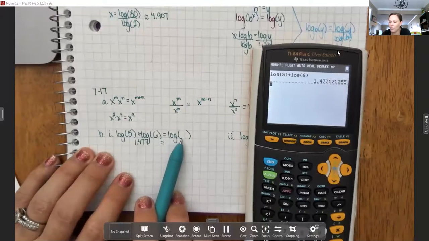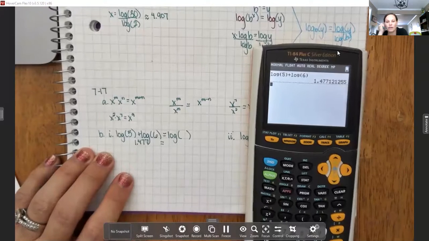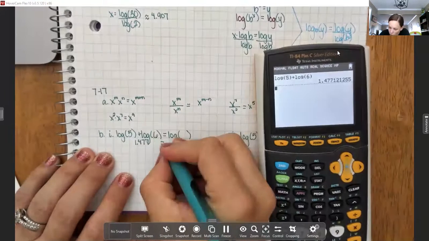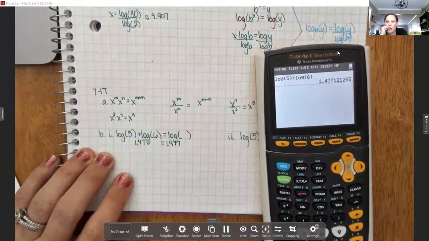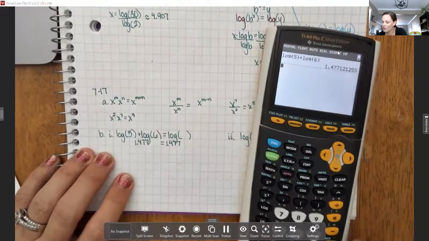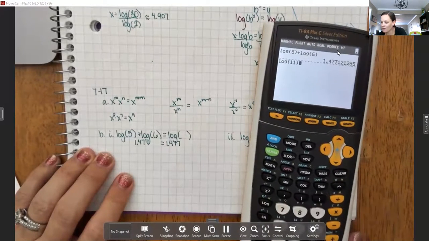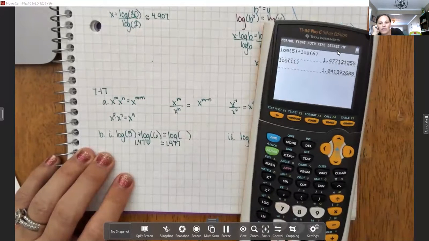What log of what single number can I take here to get 1.477? So again, I'm trying to find 1.477. What single number do you think I can take the log of? Anyone want to give me a guess or something to try first? So if I try 11, I don't get 1.477. So you need to try another number. And yes, some of you are giving me the correct answer. Thank you. But now I want people to try to figure it out.